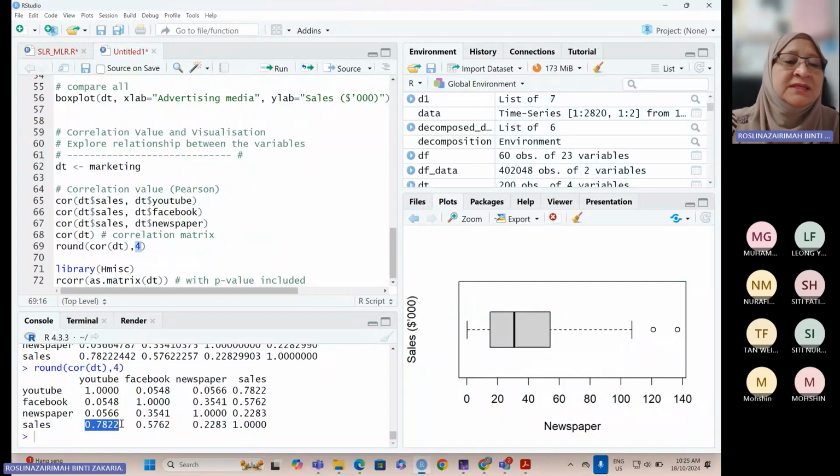So sales will have the strongest correlation with YouTube. In other words, YouTube will give a strong impact on the sales. But if you look at newspaper and YouTube, 0.05, close to 0. So the correlation is not strong.